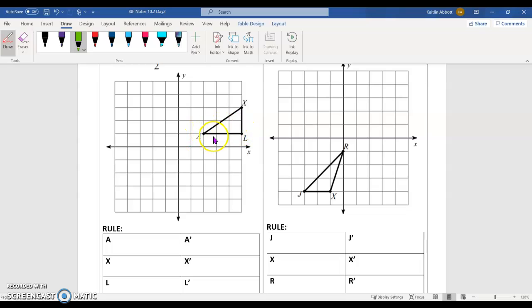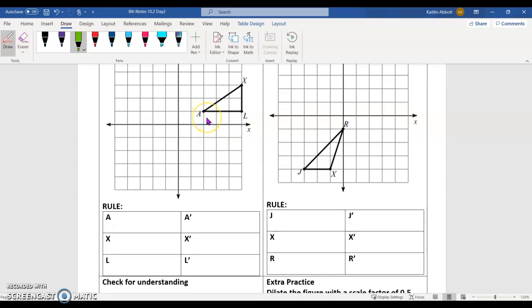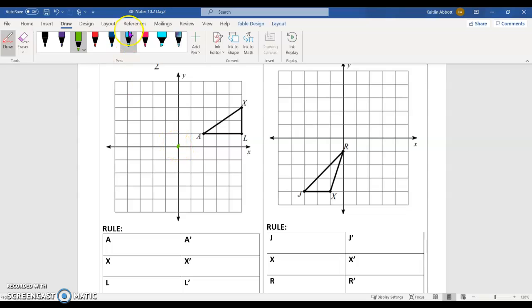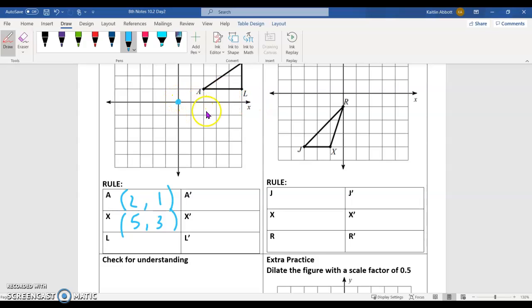So let's get these. We're going to get the point of A. So A is, you start at 0, 0. Let's change colors. 0, 0, and it goes 1, 2. So 2 is positive. 2, comma, up 1 is positive. So 2, 1. X is 1, 2, 3, 4, 5, and up 1, 2, 3. So 5, 3. And L is 1, 2, 3, 4, 5, and up 1. So we do 5, comma, 1.